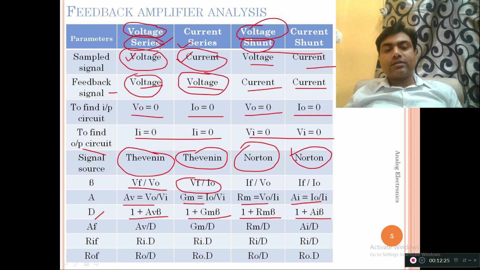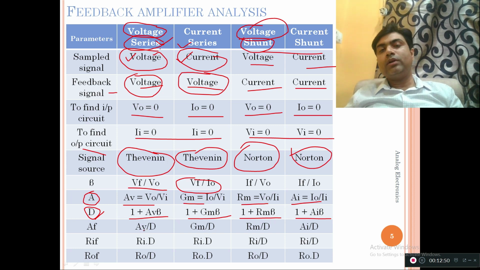I have also discussed how we can find out the value of AF, RIF and ROF in different configurations. But just to summarize, if I am interested in finding the feedback gain, that is AF, then I have to divide the individual gain A by the desensitivity factor D. So A upon D, where A is replaced with the corresponding gain, that is AV here, GM here, RM here, and AI here. So I have to find out A and D, and then I can easily find out AF.